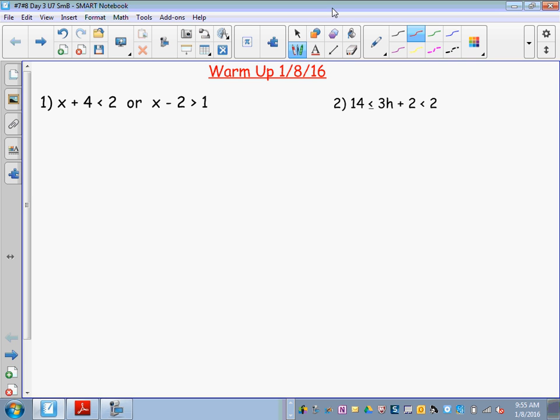So Trey, how do I solve my left one here? Okay. Good. Subtract 4 from both sides. And then I have x is less than... What's 2 minus 4? Negative 2. Good. Oh, that was nice and simple. Alright, we need to keep our OR there.